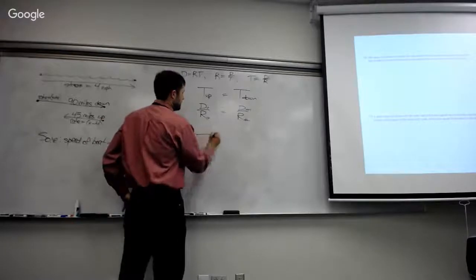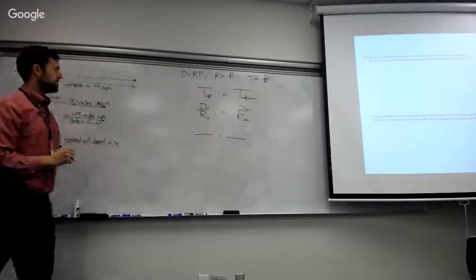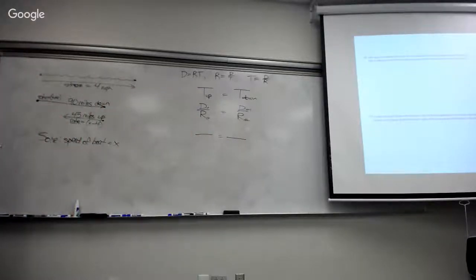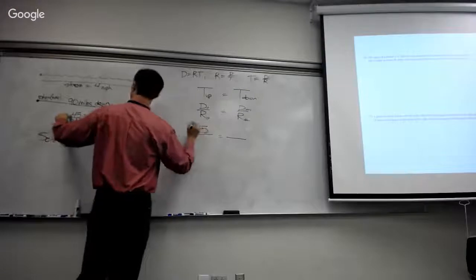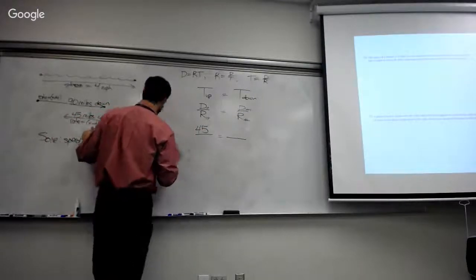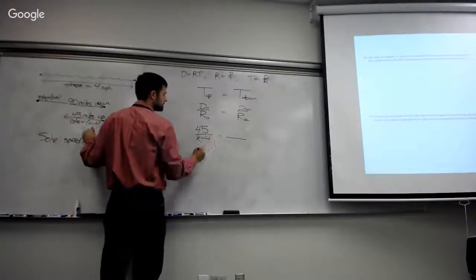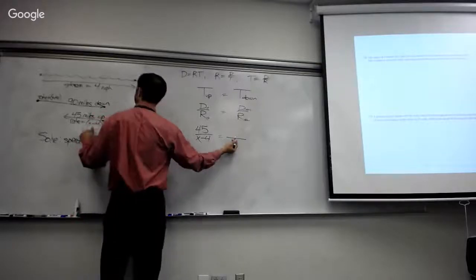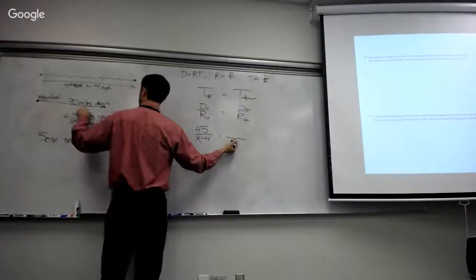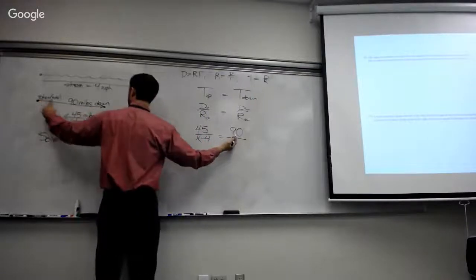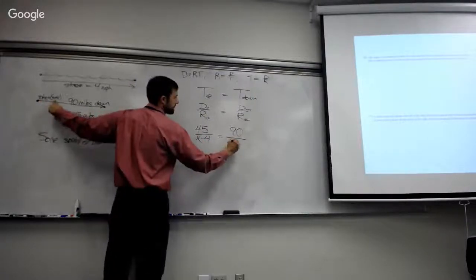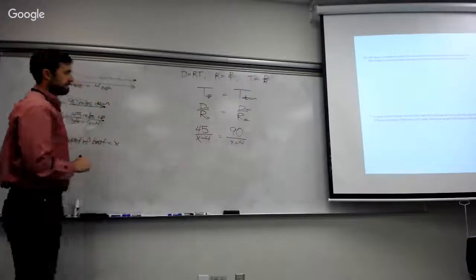So what do we put in for all of our information? What's the distance upstream? Yeah, 45. And what's the rate upstream? X minus 4. And on the other hand, what's the distance to go downstream? The distance, 90. And then the rate to go downstream? There.